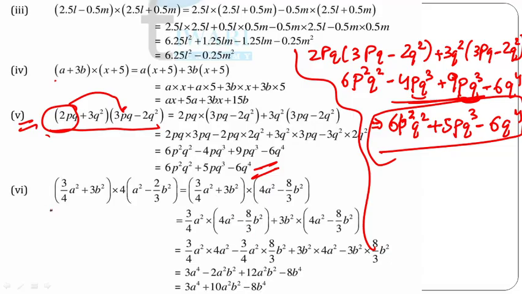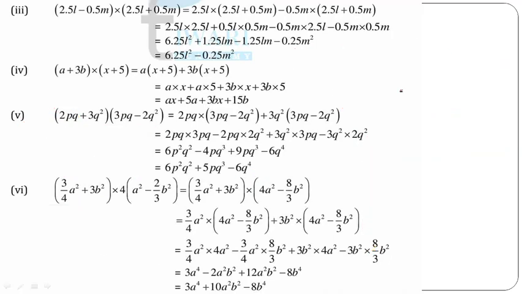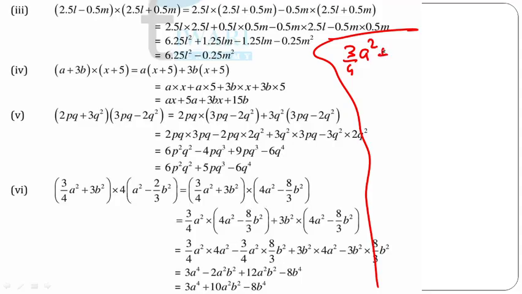So again other parts are also the same. We have to multiply this 3 upon 4 with all the terms of this, and we have to multiply this 3b square with all the terms of this. You can do it. So 3 upon 4 a square plus 3b square, multiplied by 4. The 4 is outside the bracket.